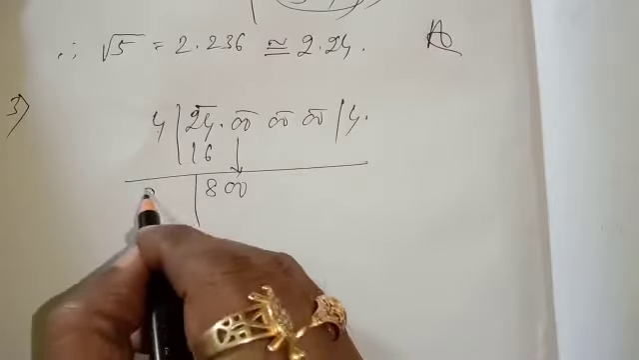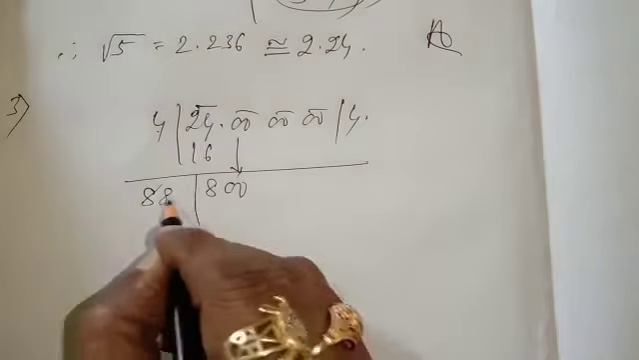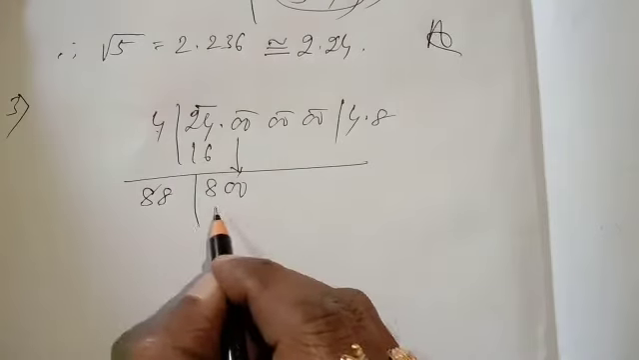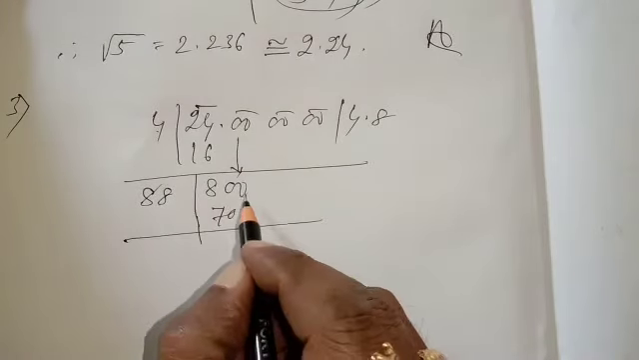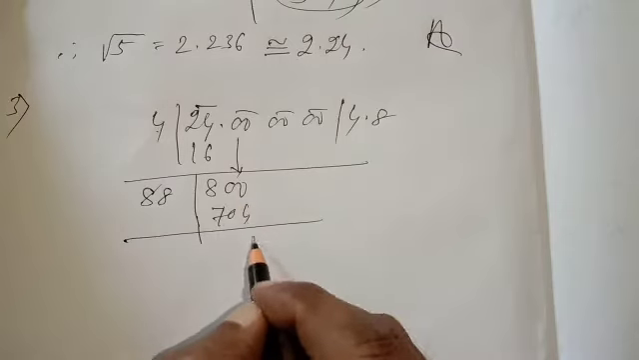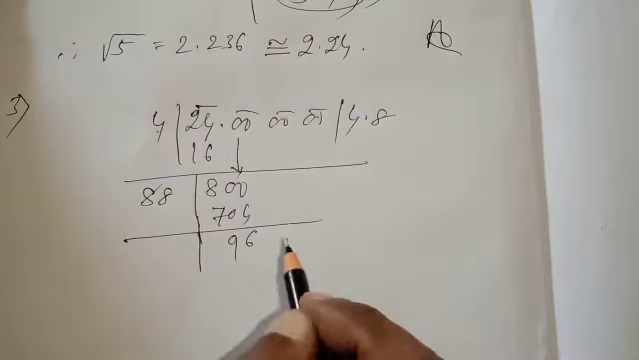4 plus 4, 8. Now select what number you have to put. If I put here 8, how much is coming? 88 into 8, you check how much is coming. Coming here 704. Now subtract: 10 minus 4, that is 6. This is 9 minus 0, 96.